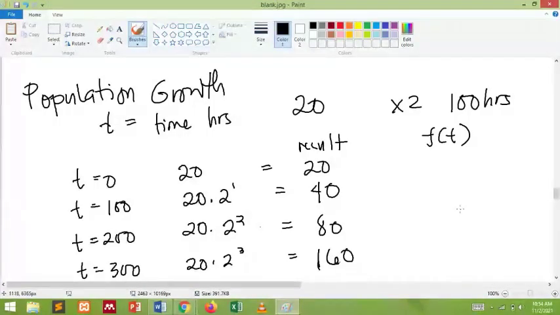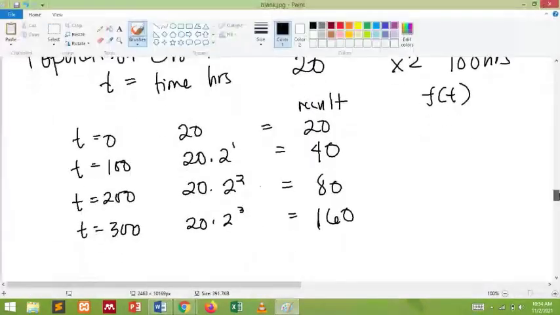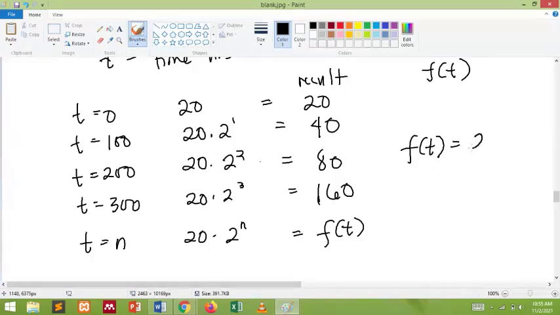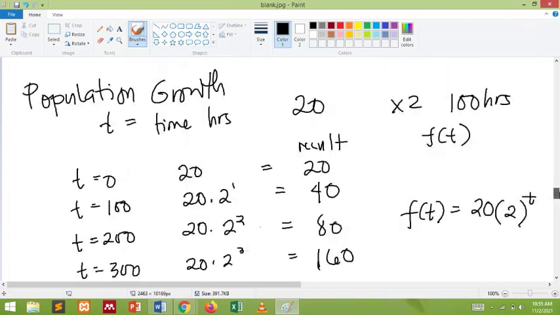Okay, so from this table that we got here, let's say t to the n hours. Let's say we don't know how many hours have passed. So it will become something like this, and that is the result, which is the function itself. So if you're going to create an exponential model for this situation, it will be something like this: 20 times 2 to the power of whatever t is, whatever amount of time has passed. So that is the population growth.